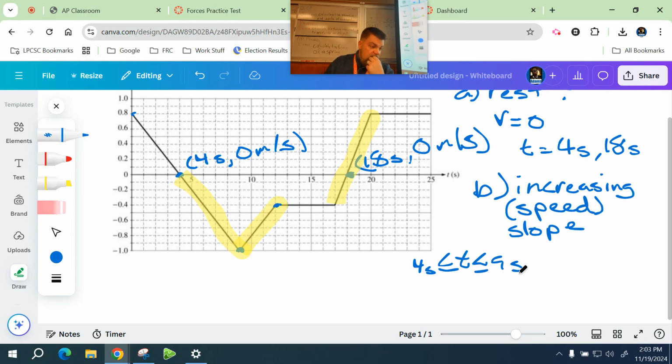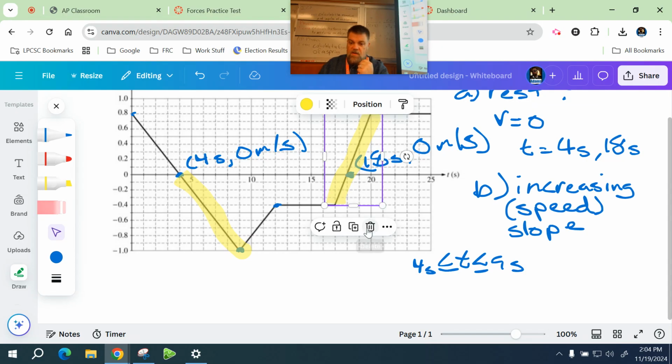That one's a little challenging. And then from here, our speed is technically decreasing, right? Because you're going from a negative 1 in the negative direction and you're slowing down. So that's a little bit of a challenge. And then here it just maintains its speed, then it slows down again.